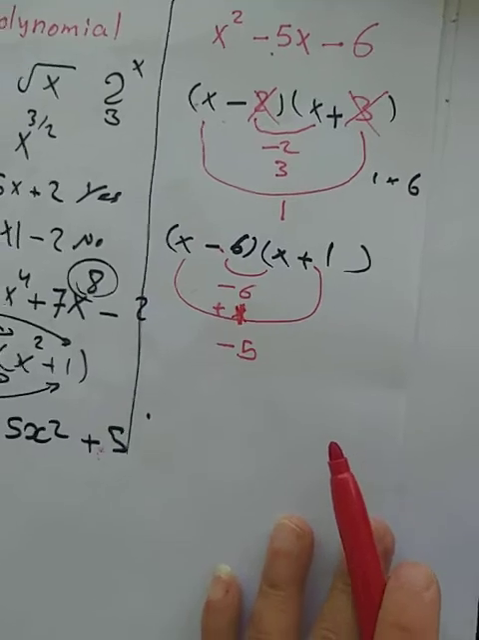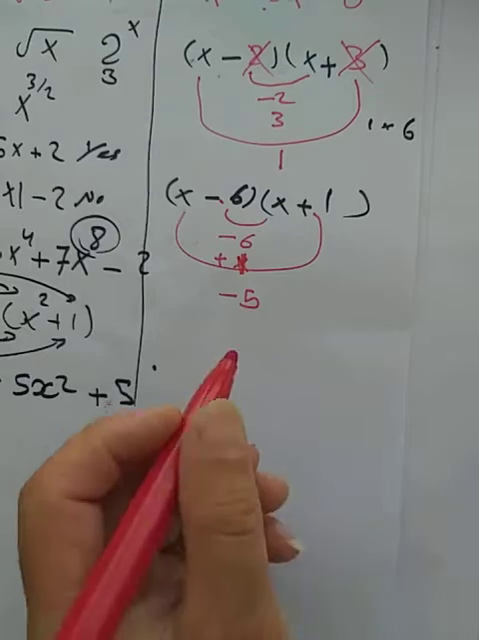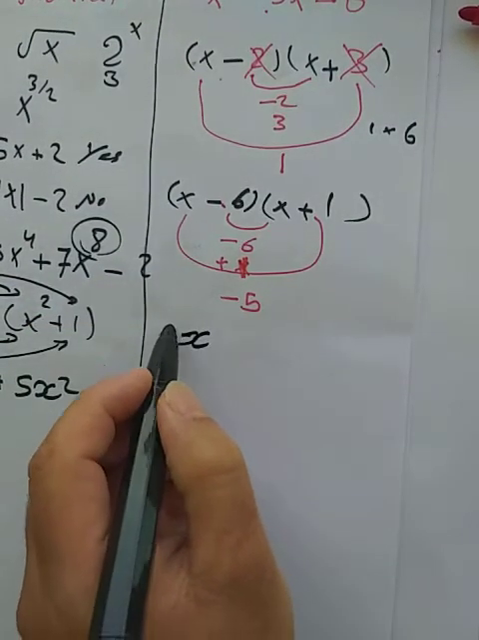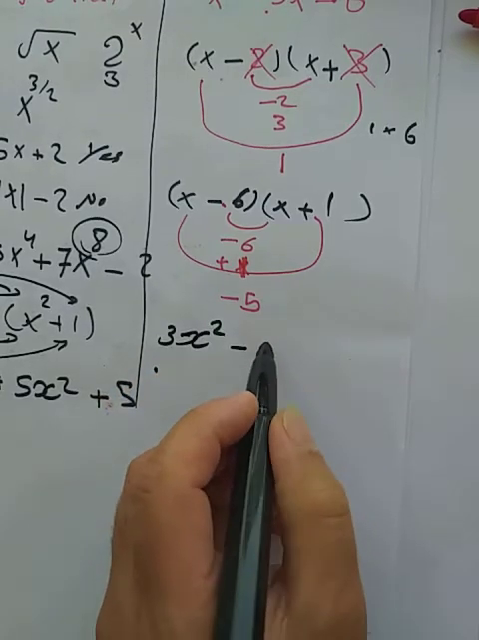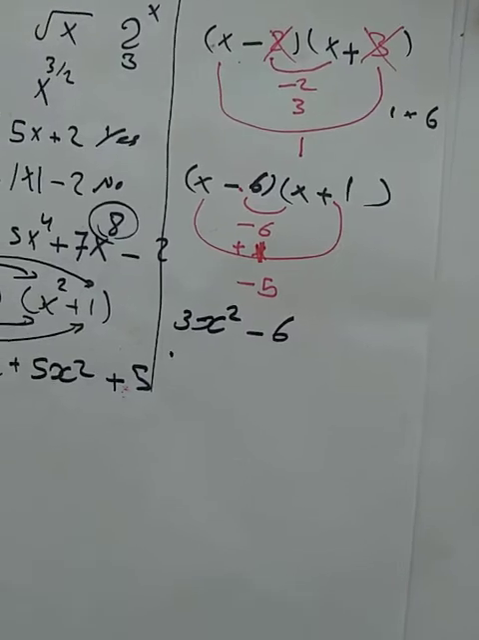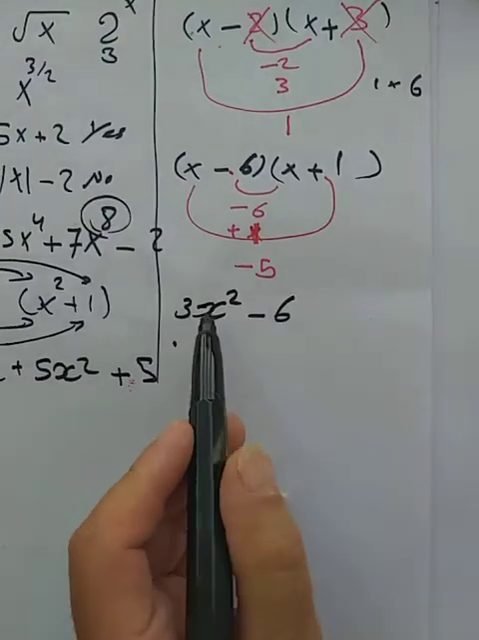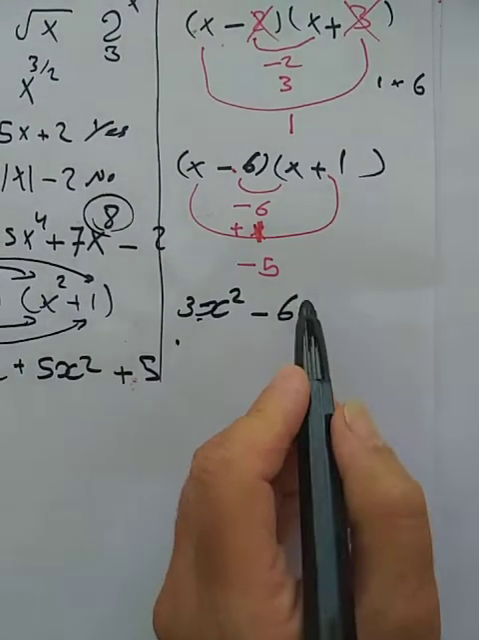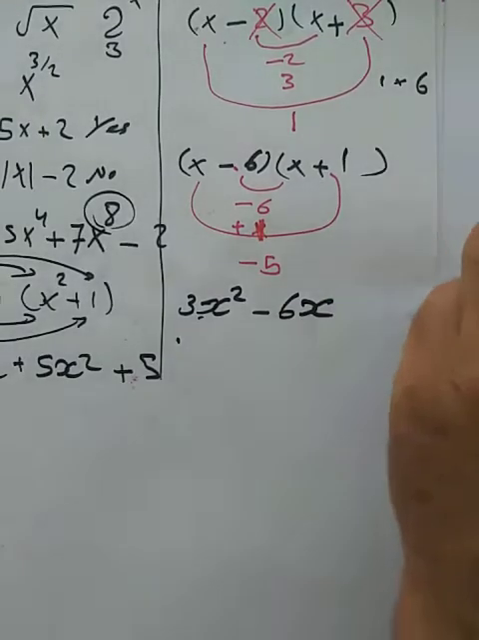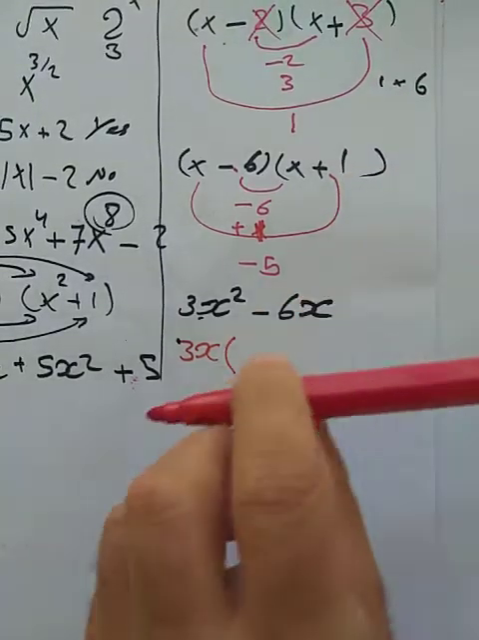And this is factorized, and you have a common factor. Sometimes you have a common factor like this one, that you have 3x square minus 6. Factorize this one. Do you have a common factor? Yes, we have a common factor. What's the common factor? It's 3x. Take out the 3x as common factor.